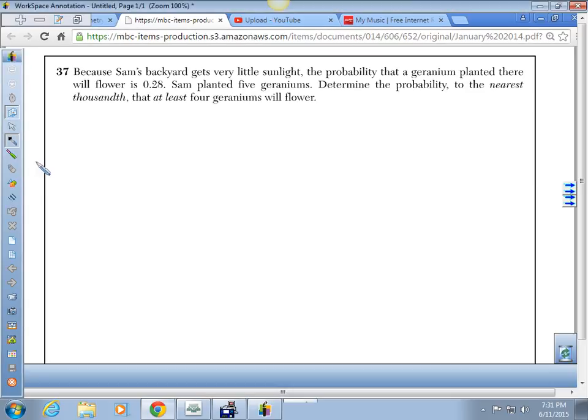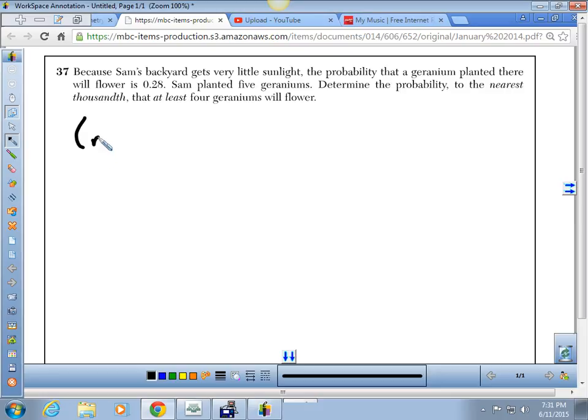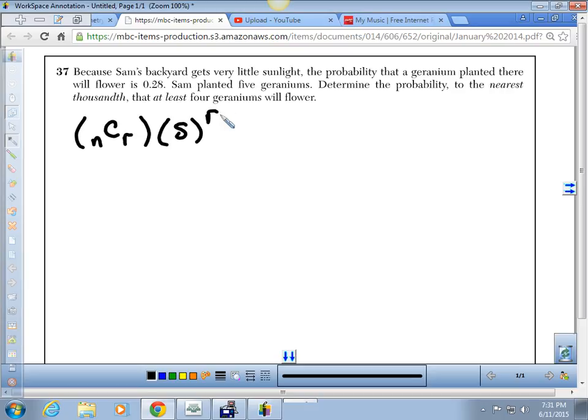What is our probability formula again? N combination R, the probability of success to the R power, and then the probability of failure to the N minus R power. So it says that he gets very little sunlight, that the probability that a plant will flower is only 0.28, a little bit more than a quarter. He planted 5 geraniums. He wants to determine the probability that at least 4 are going to flower.